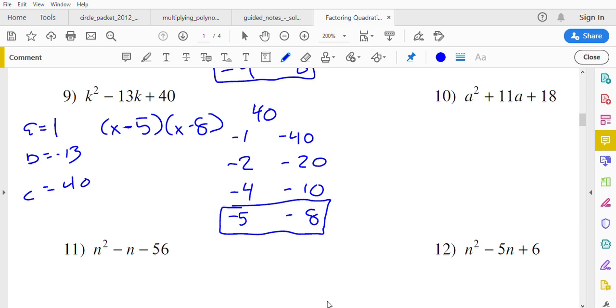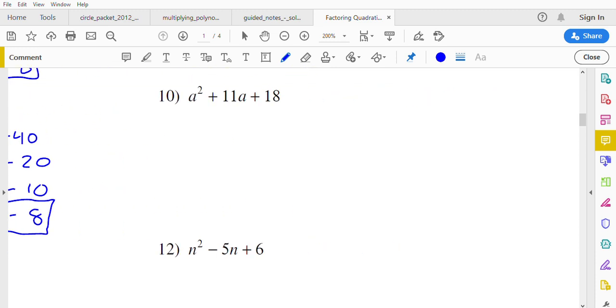Okay, last one. A is 1, B is 11, C is 18. Again, don't get this A confused with this A. They're not the same thing. Okay, so what are my factors of 18 that add up to 11? Everything's got to be positive here. So 1 and 18, no. 2 and 9, we can stop right there.